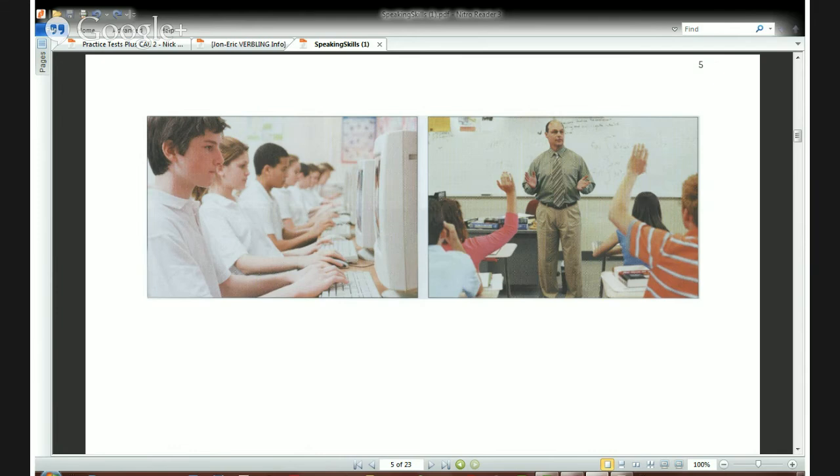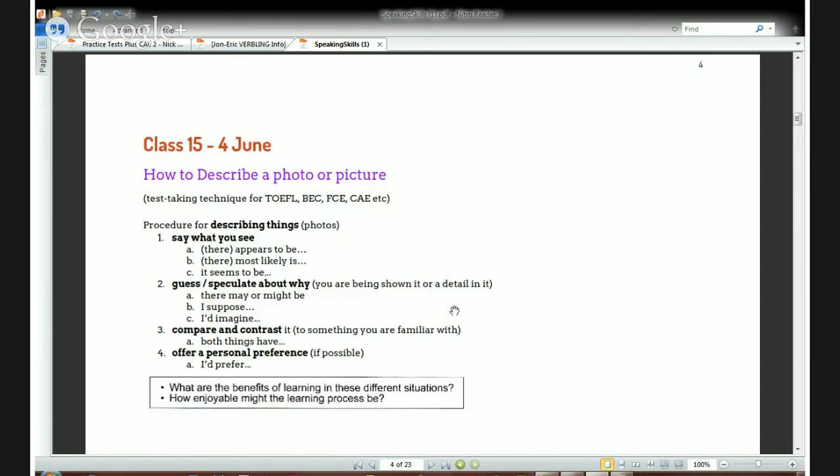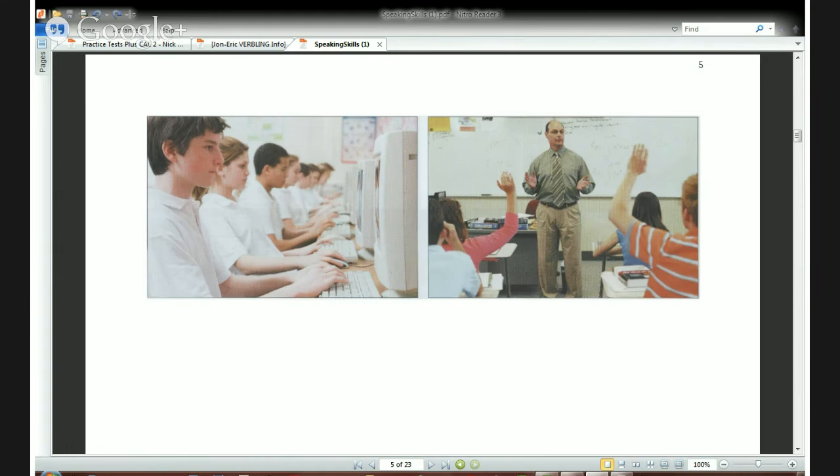All right. So here's what we're going to do, Giuseppe. Let's add to our description by looking at stage 2. Speculate about why. Here's where you start connecting it to a theme. So you and Hyde are going to give us a little bit of a speculation. Why we're looking at this in relation to those questions. What are the benefits of learning in these situations? How enjoyable might they be? We're going to start to connect that to the reason we're looking at these pictures, the theme we're actually talking about. Okay? So, are you there, Giuseppe?